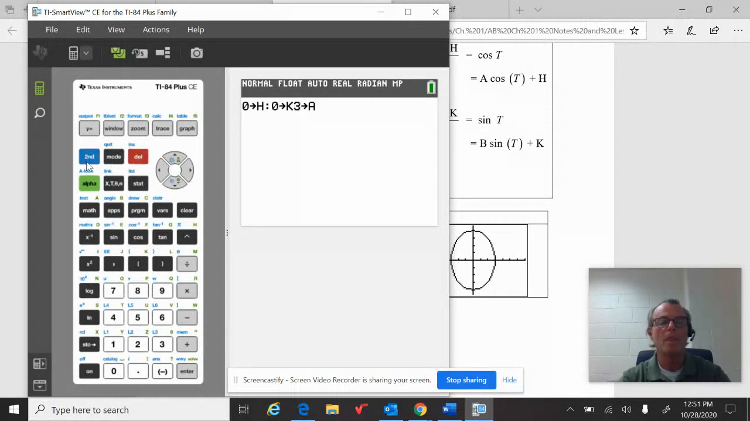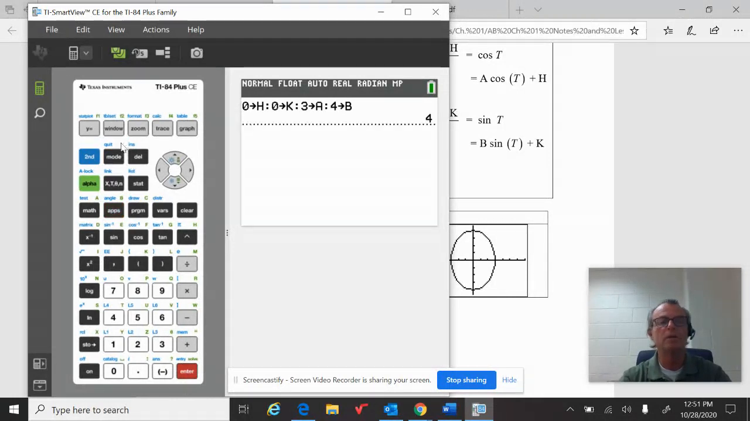Three store alpha A, 4 store alpha B, push enter, and those values are in there. So if I go to window, ready?